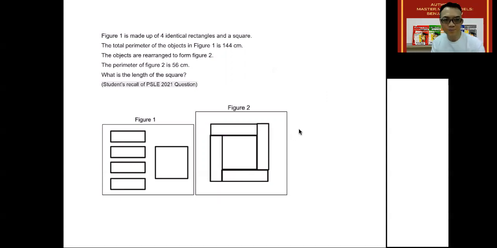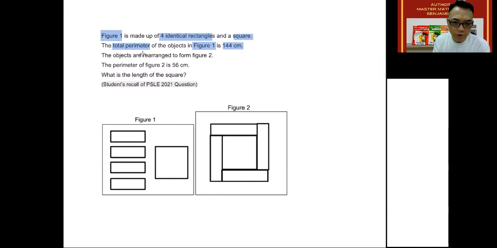Here I go. All right, first, keywords. Figure 1 is made up of 4 identical rectangles and a square. The total perimeter of the objects in figure 1, which is over here, is 144 cm.